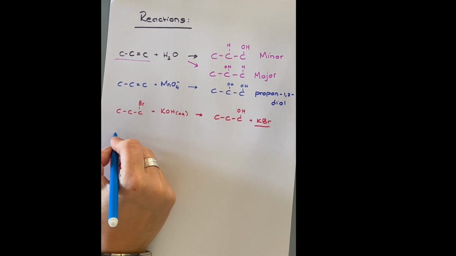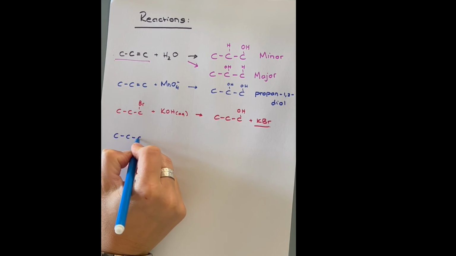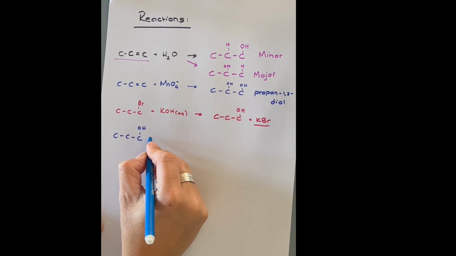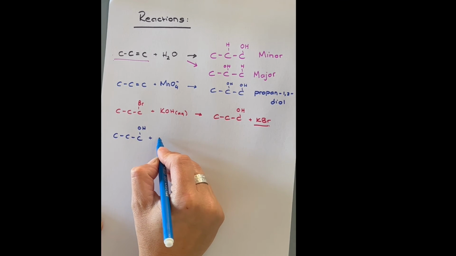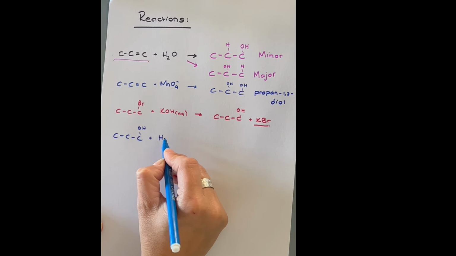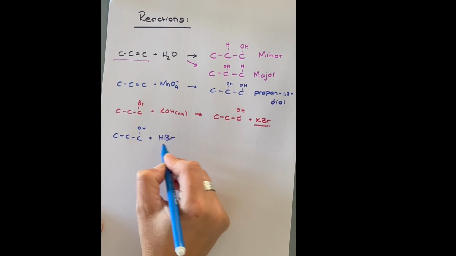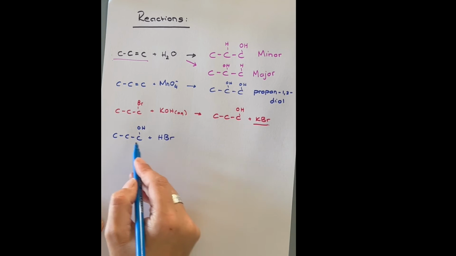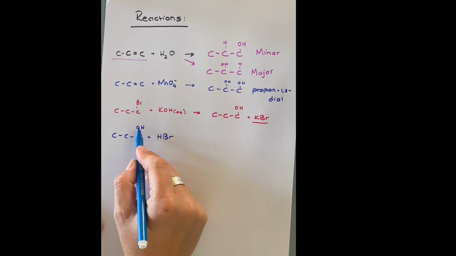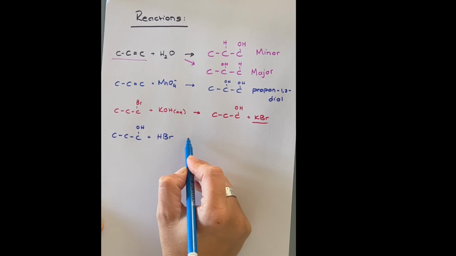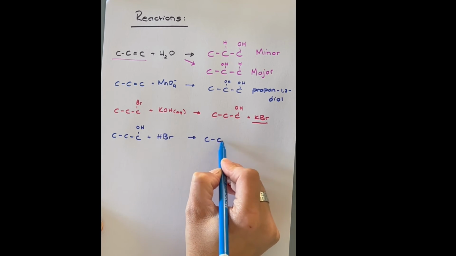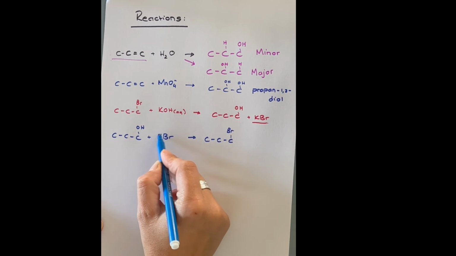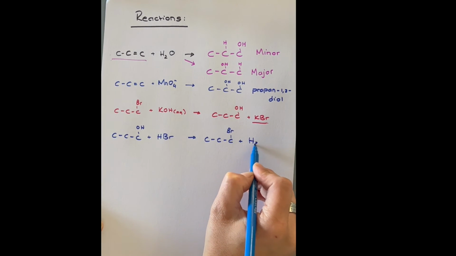Then we have an alcohol. If we start with an alcohol and we add a hydrogen halide, like hydrogen bromide or hydrogen iodide or hydrogen chloride, whatever, what's going to happen is the OH will be swapped with the Br, so we're making a haloalkane, and then what's left is this H and this OH, and it's going to form water.